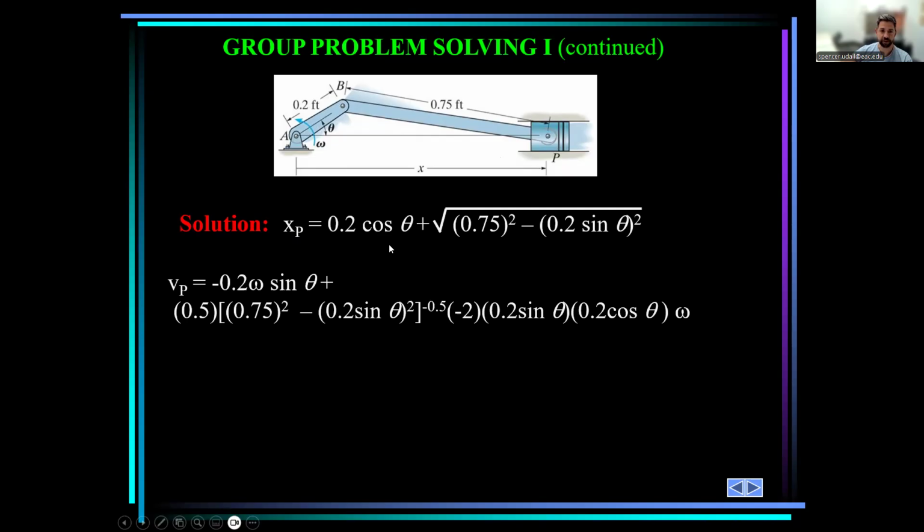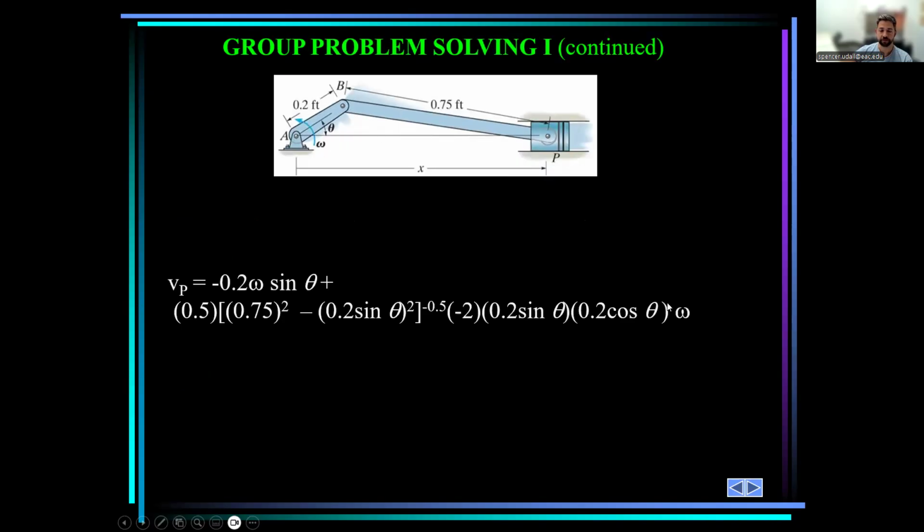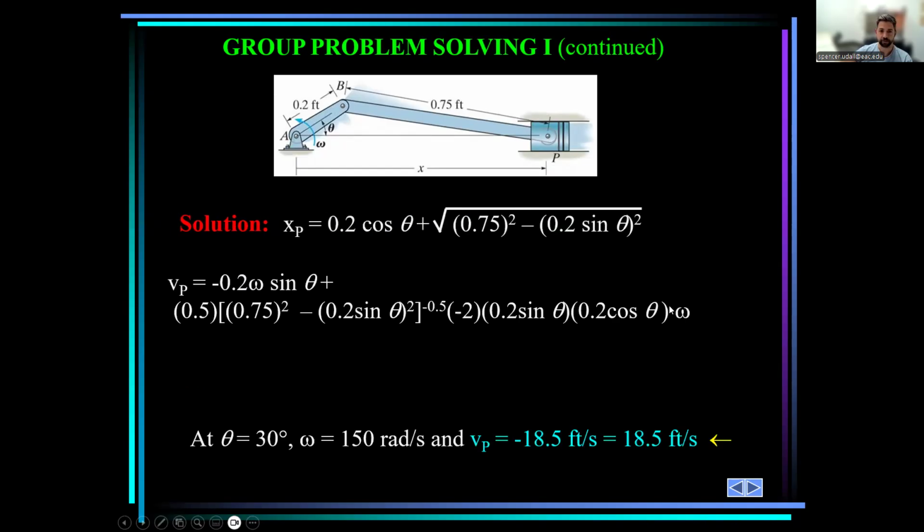So they gave us theta of 30 degrees. They gave us omega of 150. So solve that by plugging in theta and plugging in 150. And that's what you should get: negative 18.5. So it'll be moving to the left at that instant.